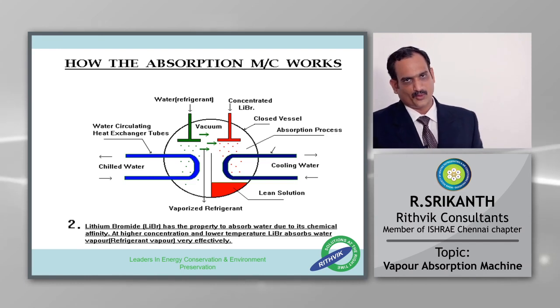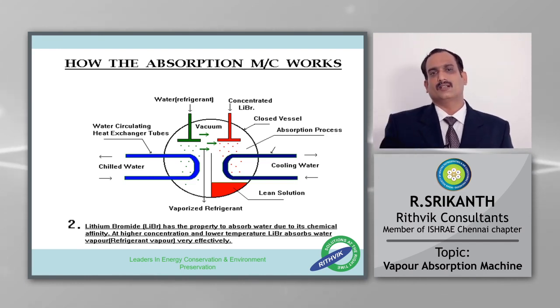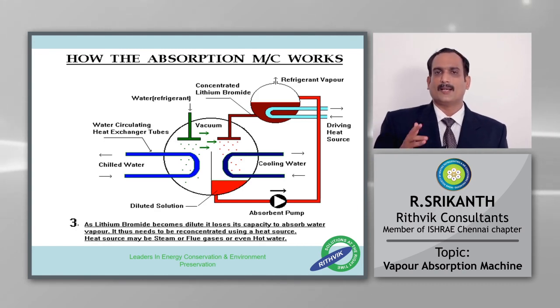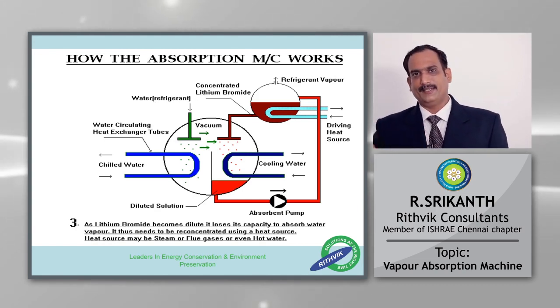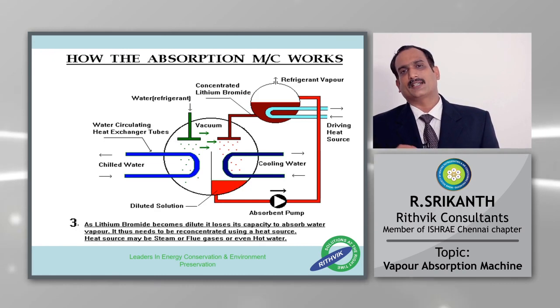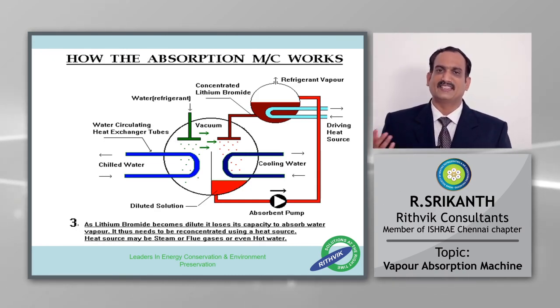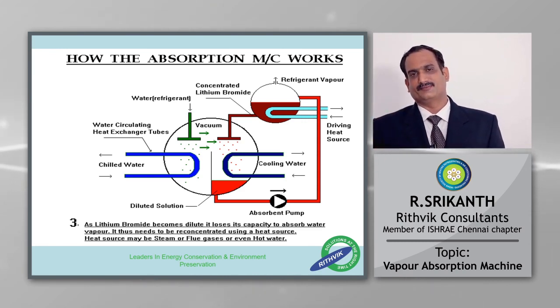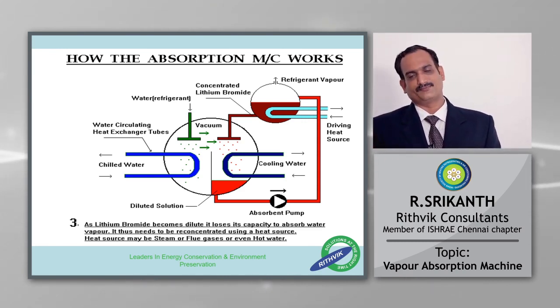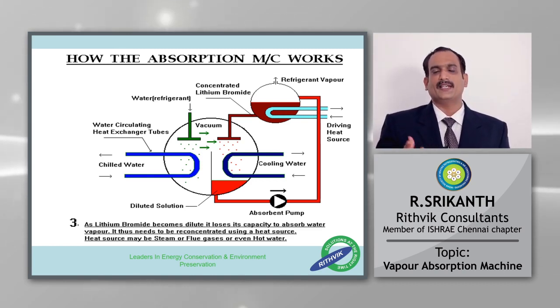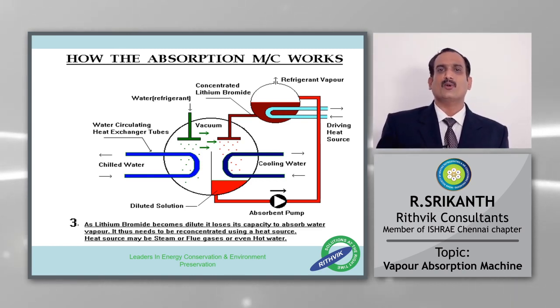This dilute lithium bromide is taken further to one more cylinder, which is called a generator. Now what happens in the generator? I supply heat energy. This heat can be in the form of hot water, steam, or it can even be an exhaust gas from an engine, which is used to generate power. When this generator is exposed to heat energy, the lithium bromide solution boils.